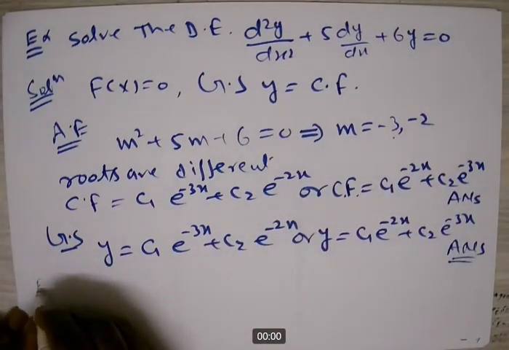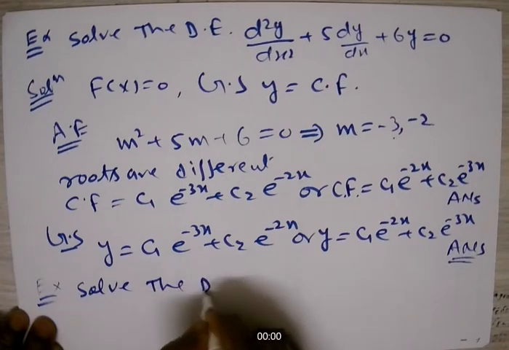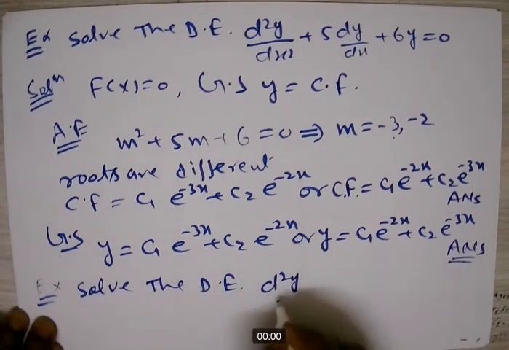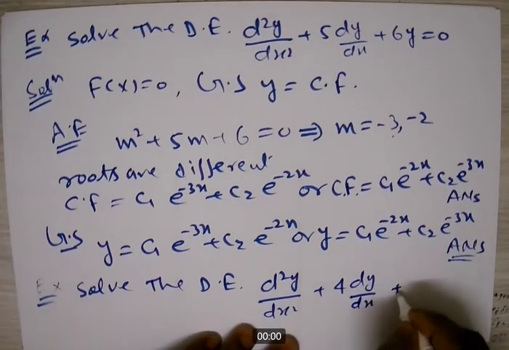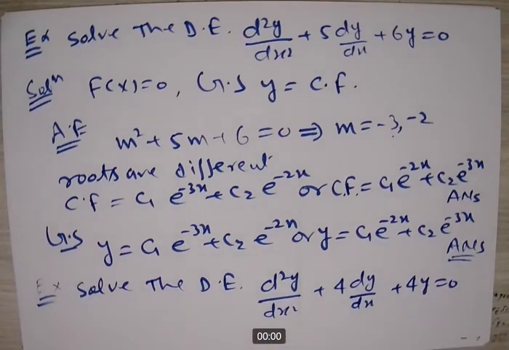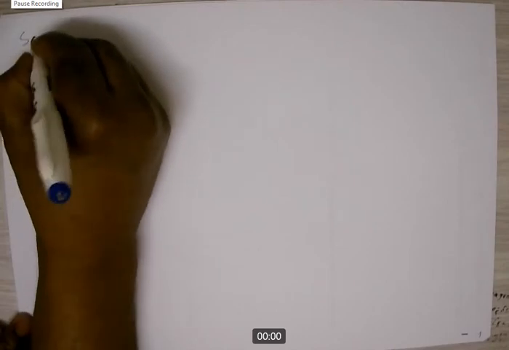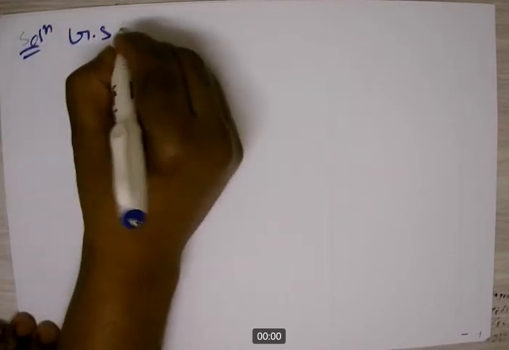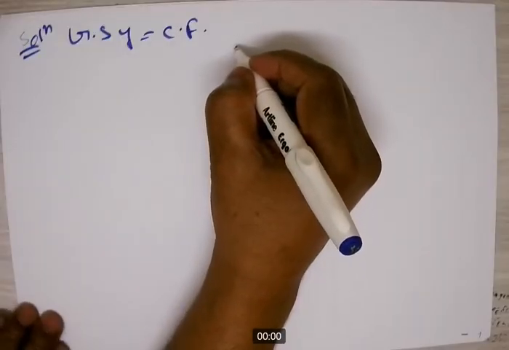Now the second example is when roots are equal. Solve the differential equation d2y/dx2 plus 4 dy/dx plus 4y equal to 0. So how can we write the general solution? The general solution is y equal to CF only, because there is no f(x) term.